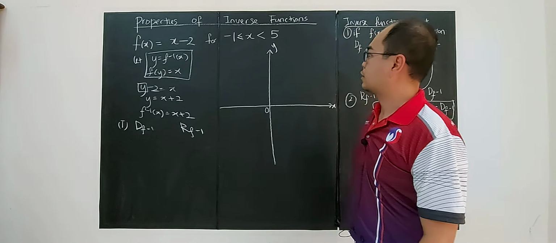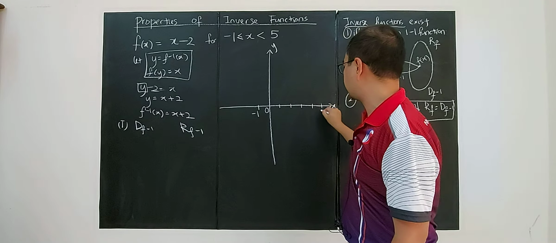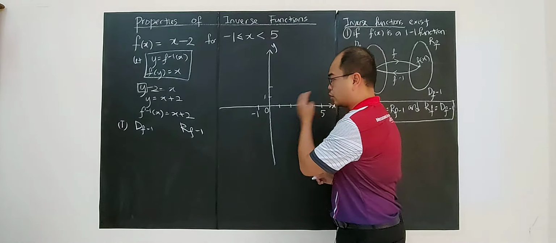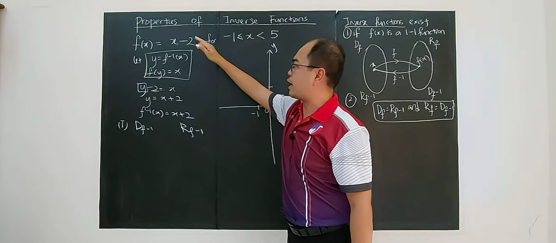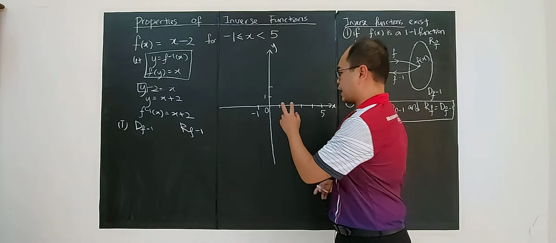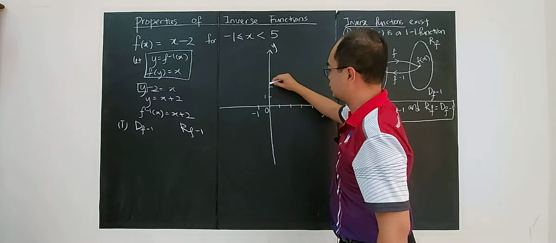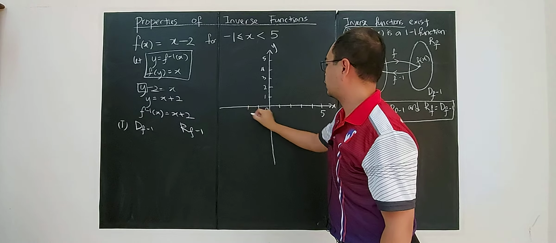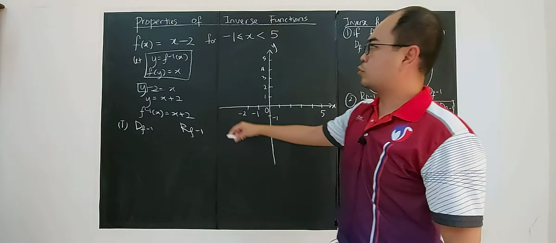On the x-axis you have 0, then -1, 1, 2, 3, 4, 5, and this is the range here. You must make sure that your scale is 1 to 1. When you want to show the relationship between f(x) and f inverse, or the properties of the inverse and the function, it is very encouraged to make it 1 to 1, 1 cm to 1 unit. So 1, 2, 3, 4, 5, and -1, -2. Now sketch the graph of x minus 2.